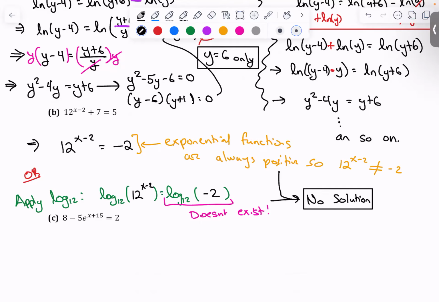I bring this one up because it's an important thing to understand: exponential functions only produce positive numbers. They are never equal to 0. They are never negative. And we'll move on to the next one.